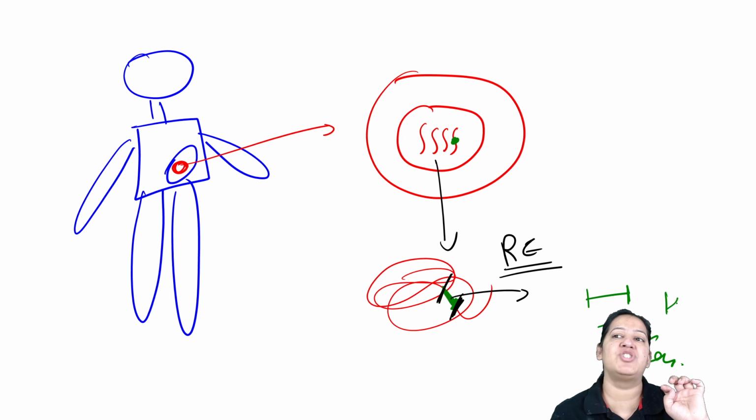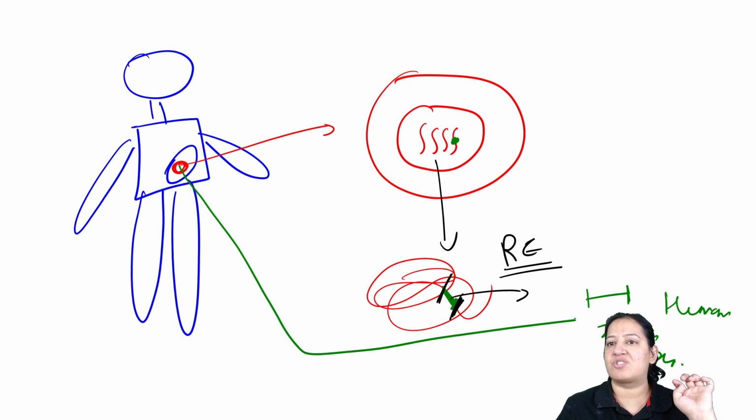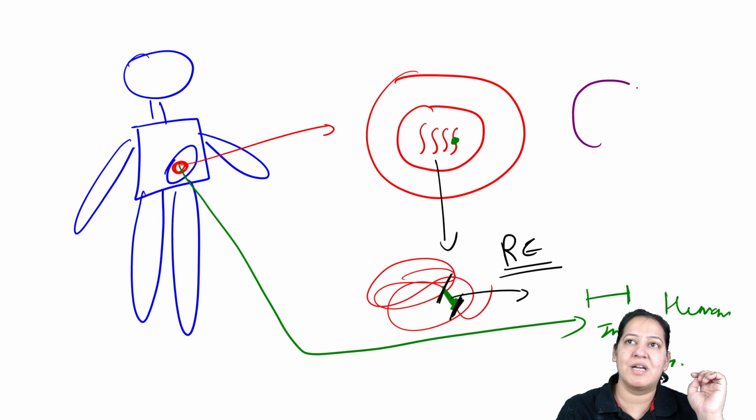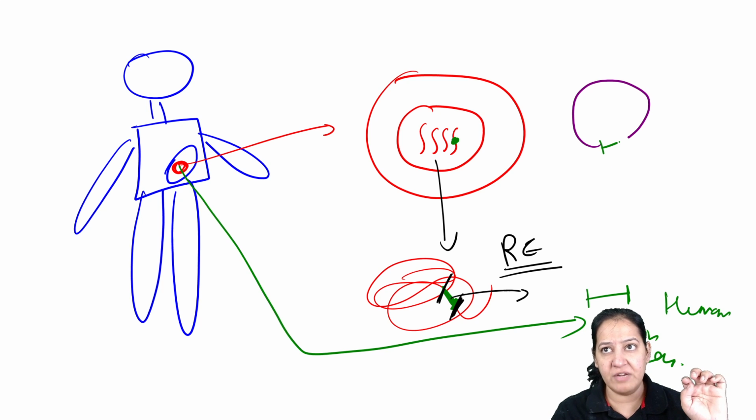The human insulin gene. Human. It is not beef. It is not pork. The human insulin gene, I have extracted it separately. What I will do to this gene? I will use a vector now. You know what is a vector? The vector is usually a plasmid. This is a vector. And I will combine this gene, the insulin gene, with this vector.